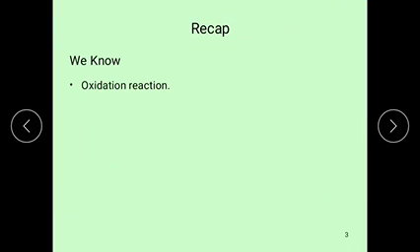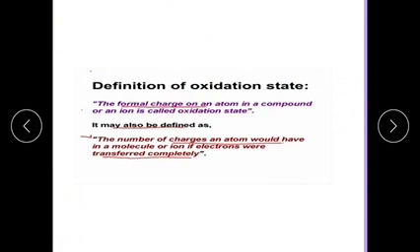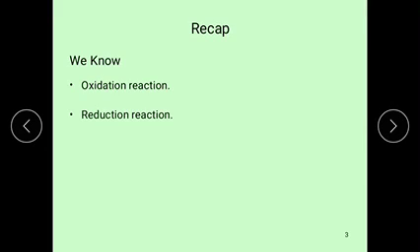We already know the oxidation reaction and reduction reaction. What is the oxidation reaction? The process of removal of an electron from an atom or ion or molecule is called the oxidation reaction. The process in which there is loss of electrons from an atom or ion or molecule is called the oxidation reaction.